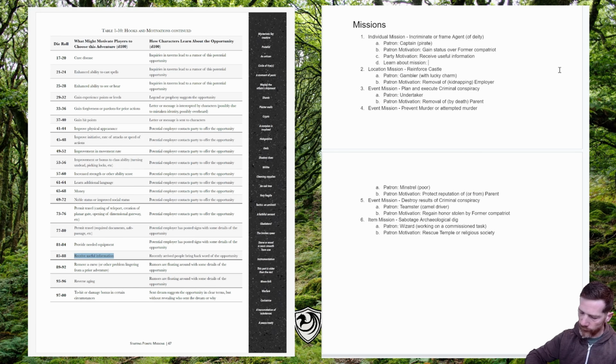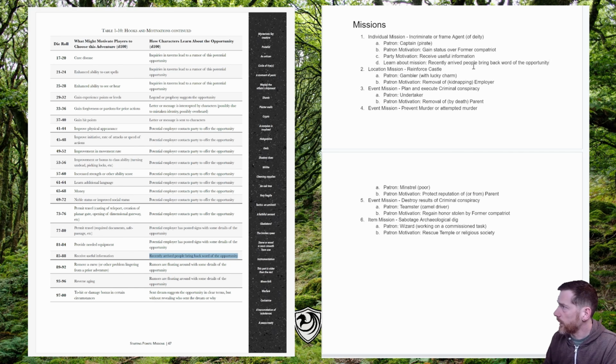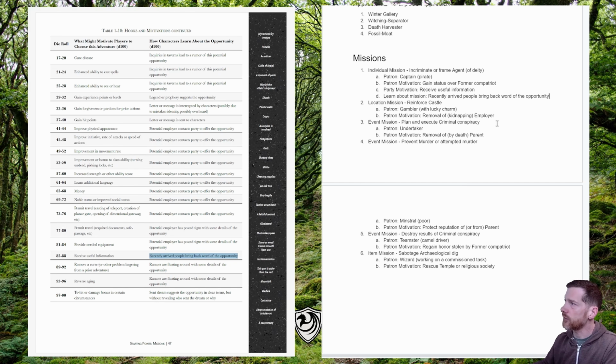And then we have a table for how did they learn about the opportunity, or how did they find out about this mission? People who recently arrived in town have given, maybe the pirate captain has just pulled into dock. The characters have to get some information about something, and the pirate captain has that information. So they go to visit the pirate captain, and he says, yeah, I'll give you some information, but first, you have to do this thing. You have to incriminate or frame the agent of a deity.